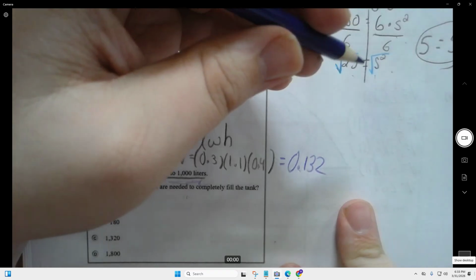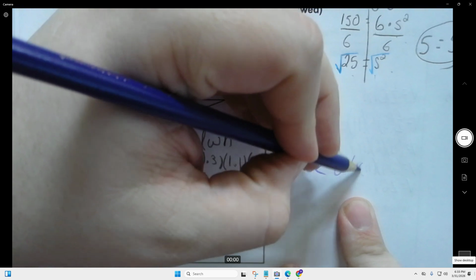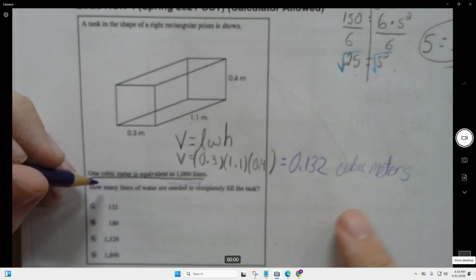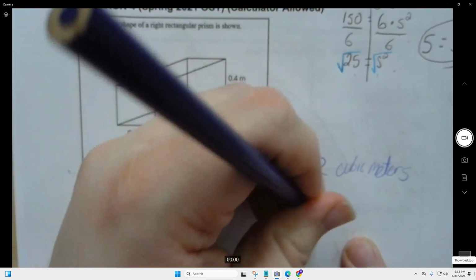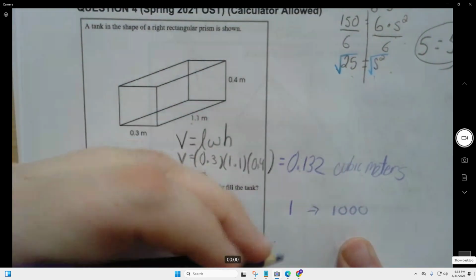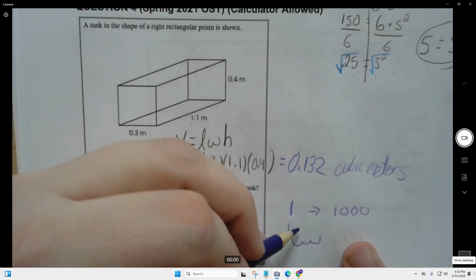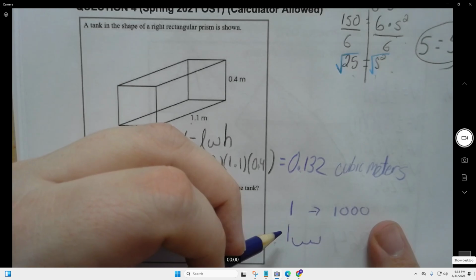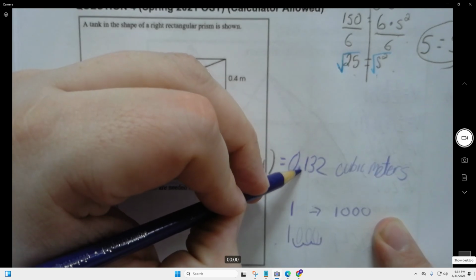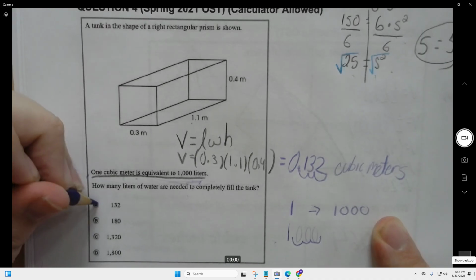If you have 0.132 cubic meters, okay, 1 cubic meter is equivalent to 1,000 liters. How do you go from 1 to 1,000? You move the decimal place over 3 times. That's the easiest way to do it. So that becomes 1,000. So all you're going to do is move this over 3 times. That gives you 132.